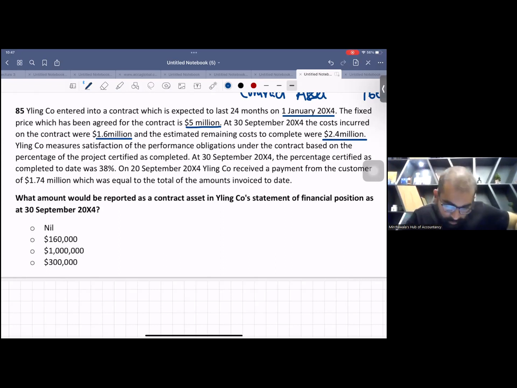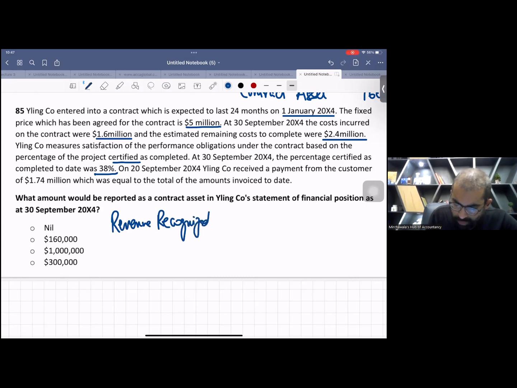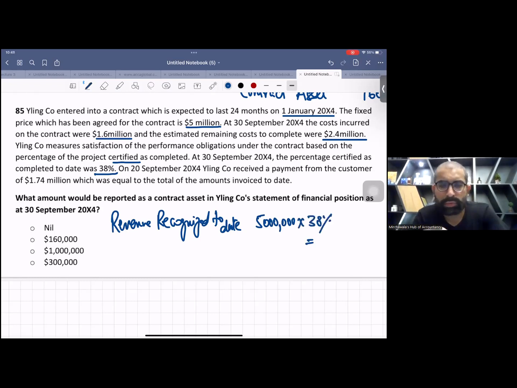Okay. Now, yielding company measures the satisfaction of performance obligation under the contract based on the percentage of the project certified as completed at 30th September X4. The percentage completed was 38%. Thank God it's ready made. Stage of completion is ready made. Now, wait. Revenue recognized to date is 5 million. 5 million multiplied by how much percentage is stage of completion? 38%. So 5 million times 38%. Come on, do it.